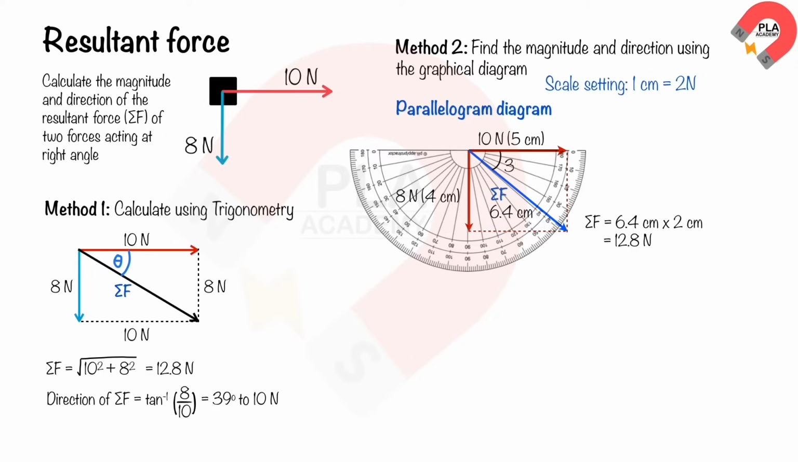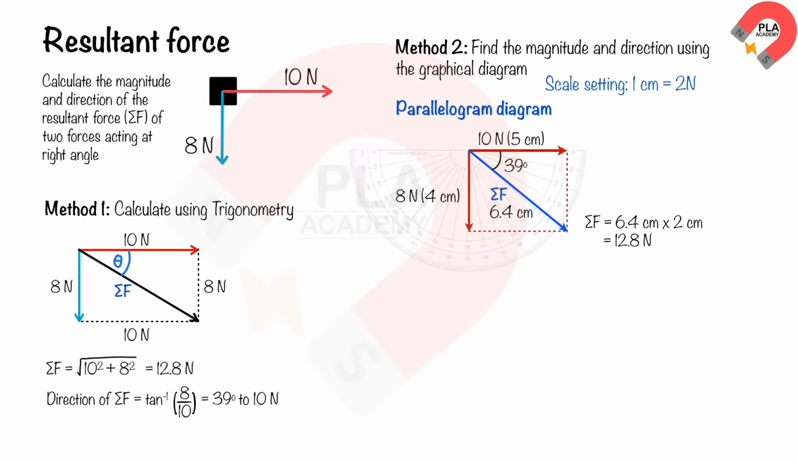Measure the angle between the 10 newtons force and the resultant force. So, the direction of the resultant force is 39 degrees to the 10 newtons force.